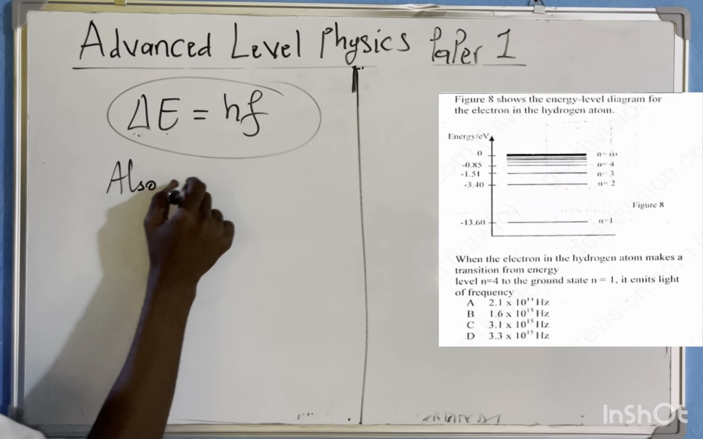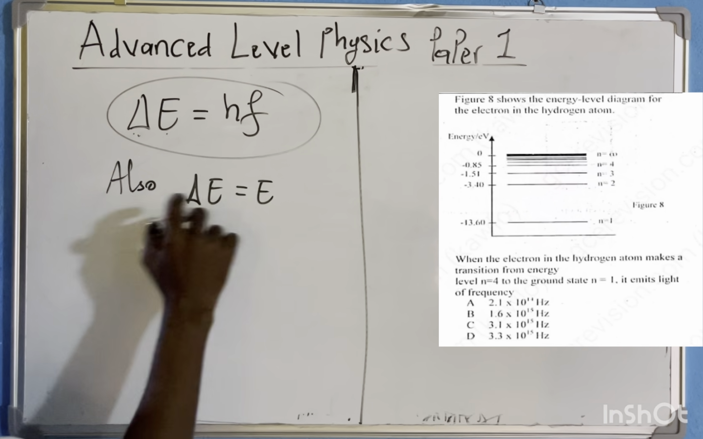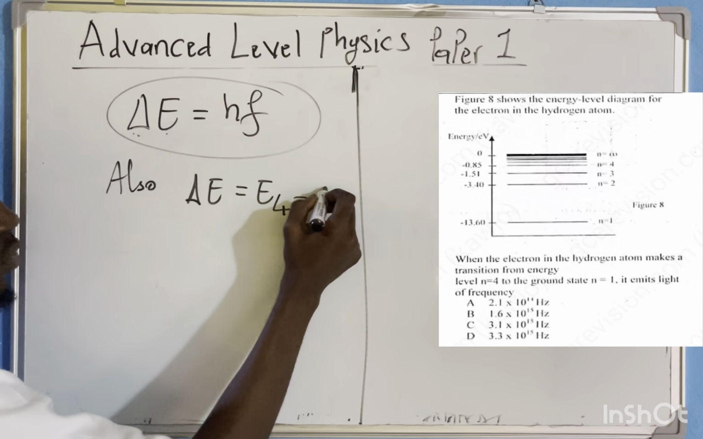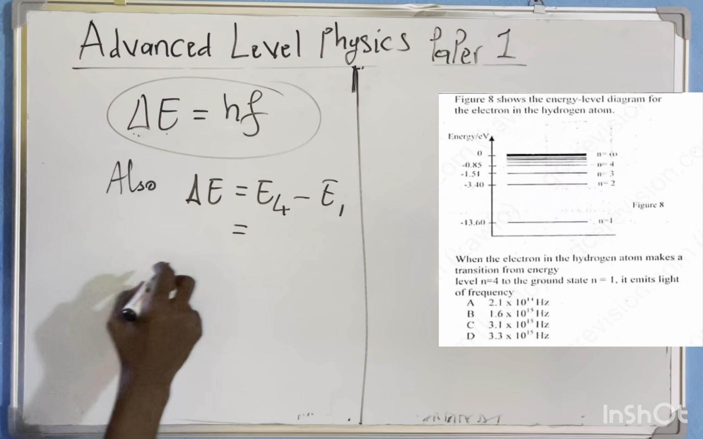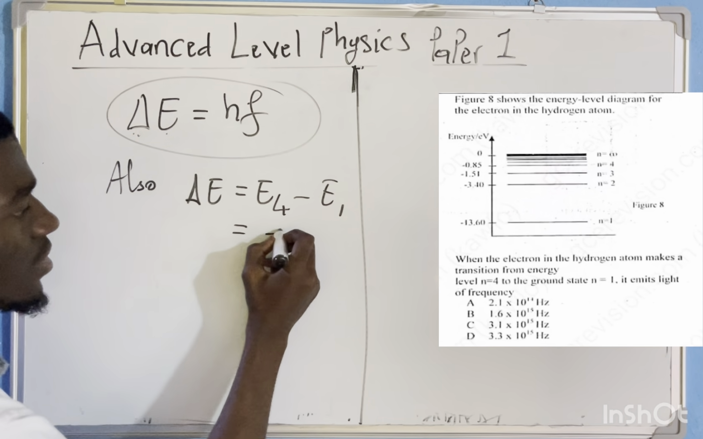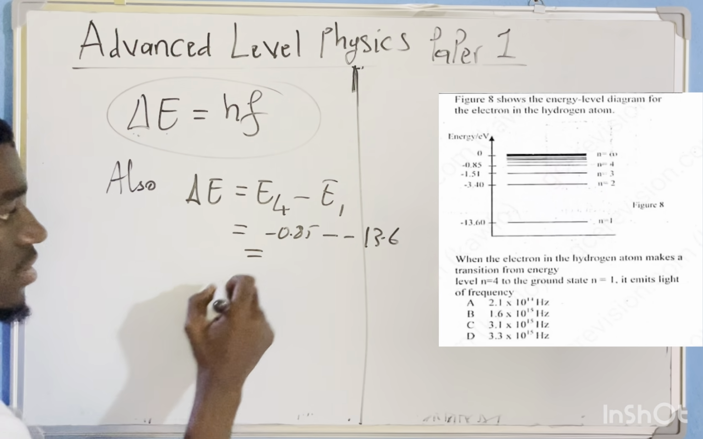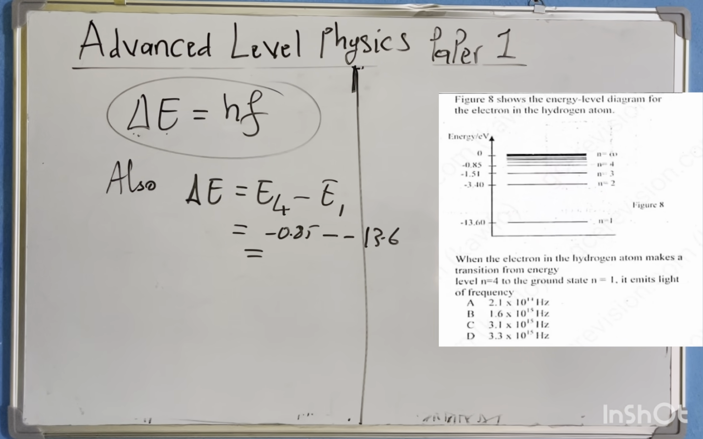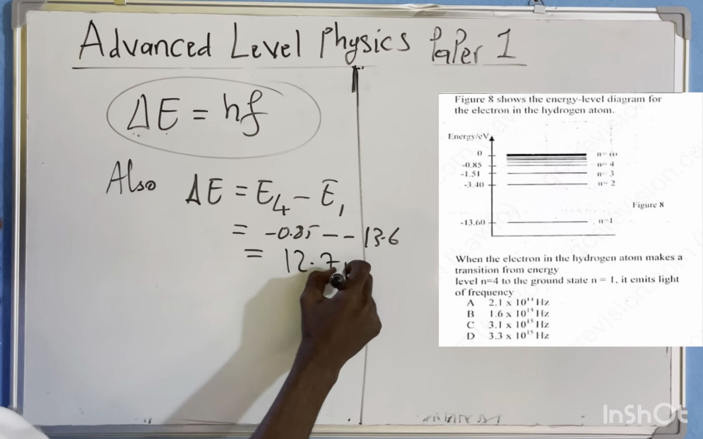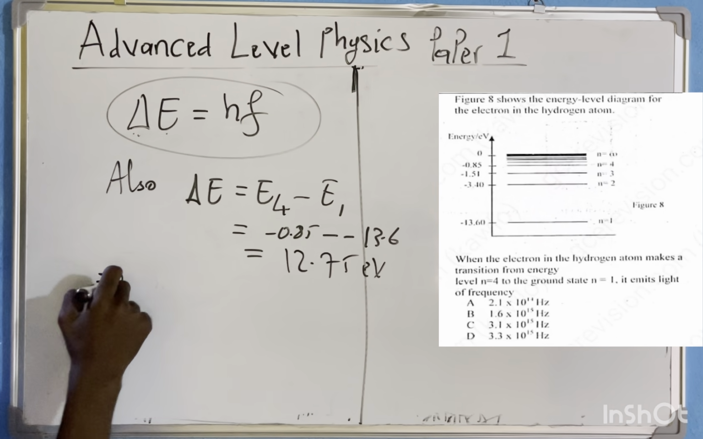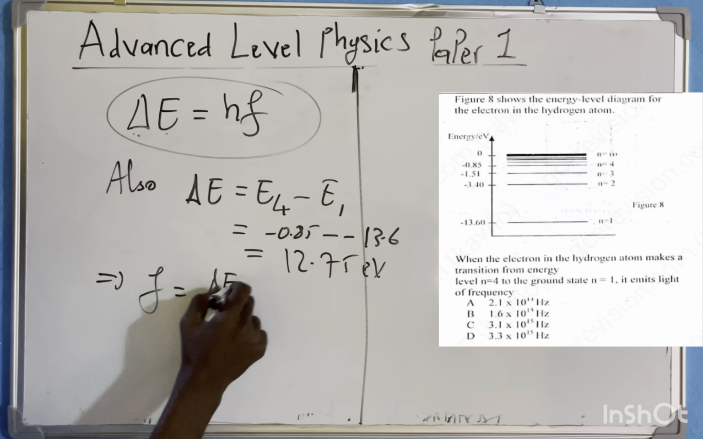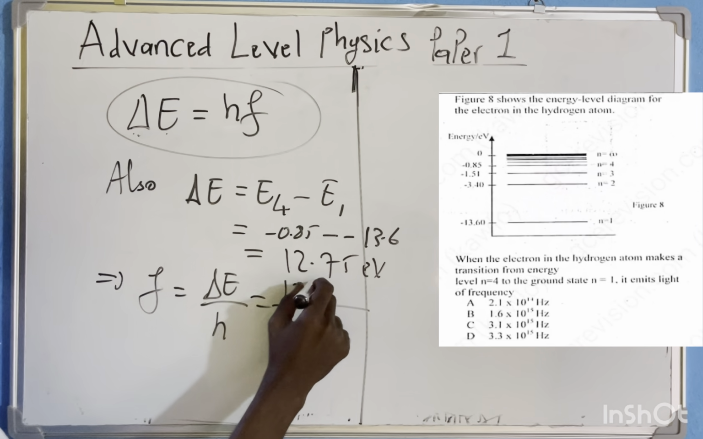Also, the change in energy should be the higher energy level, which is 4, minus the lower energy level. While calculating, I have energy level 4 as negative 0.85 minus energy level 1, which is negative 13.6. By subtracting, we will have 12.75 electron volts. So I'm looking for f. f will simply equal delta E all over h, which is 12.75 divided by h.